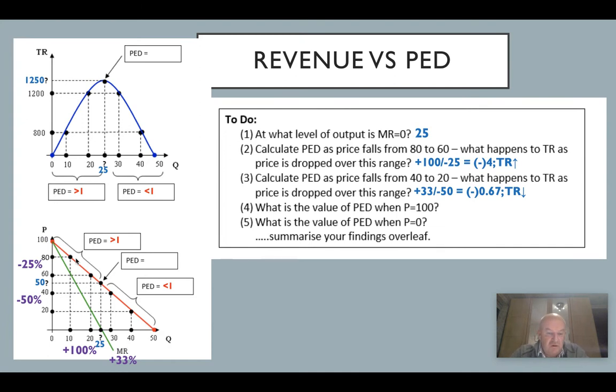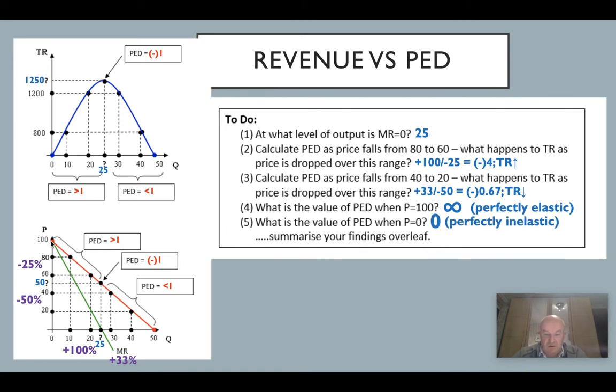Okay, if we then take a look at some of the other, so if we look at question number 4, what is the value of PED when P is 100? So when our price is 100, effectively what we've got is a perfectly elastic scenario, haven't we? Okay, so at 100 we've sold nothing, but clearly as there's any change in price, that is then going to have a significant change in the amount of quantity demanded. So at 100, that would be perfectly elastic.